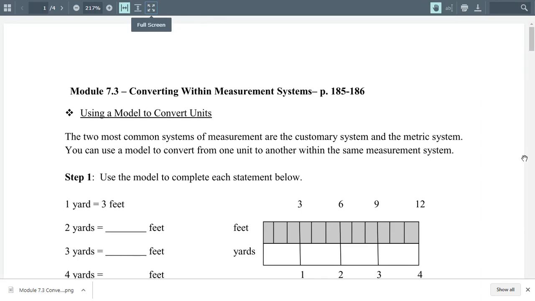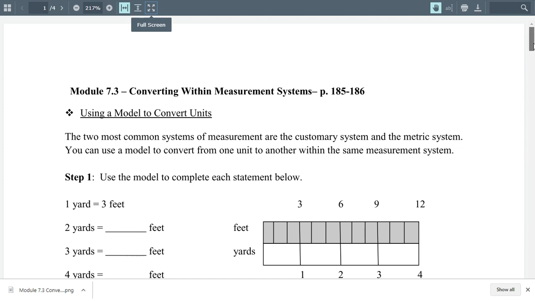Module 7.3, Converting Within Measurement Systems. Using a model to convert units. The two most common systems of measurement are the customary system and the metric system. In the United States of America, we use the customary system. Customary would be feet, inches, like if we're running a distance, we talk about miles, where metric would be using kilometers. You can use a model to convert from one unit to another within the same measurement system.